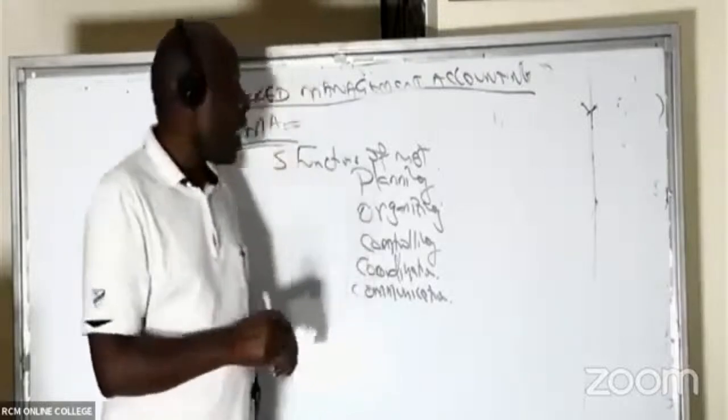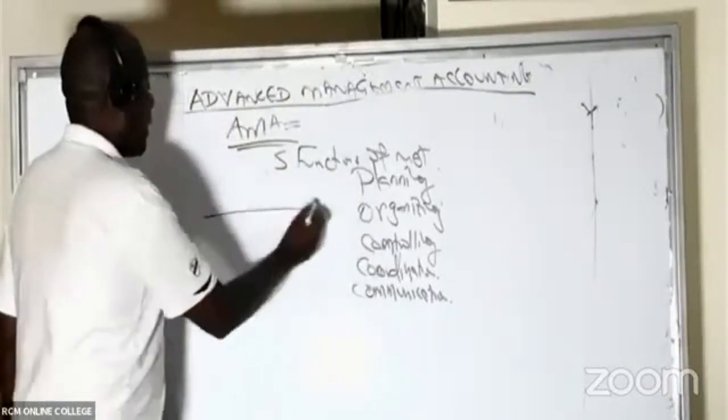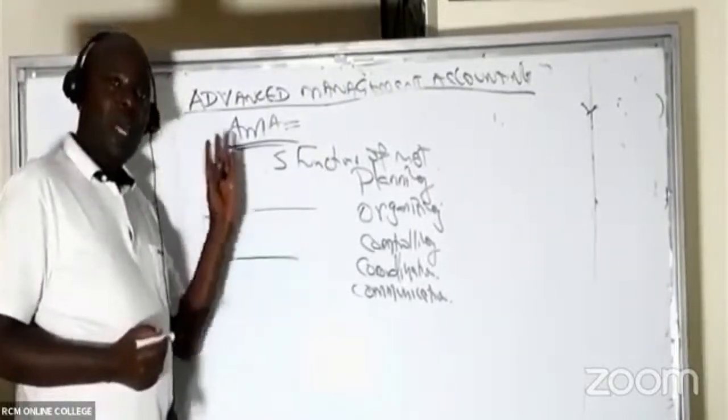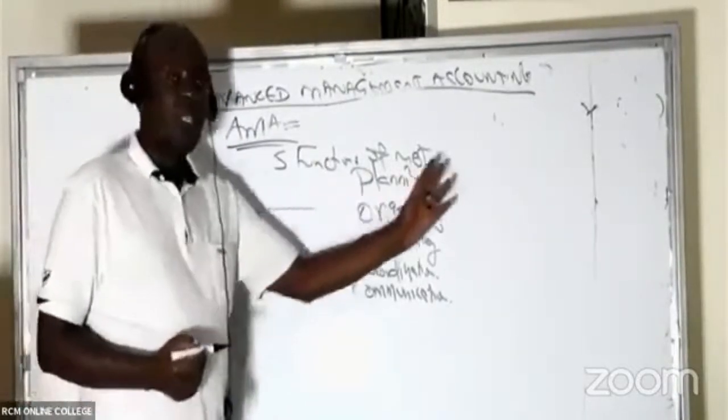Because under controlling, we're supposed to say, fine, this is the budget we have put in place. We have this strategic plan which says we should be able to move this way.